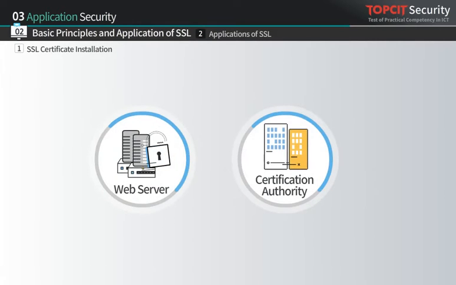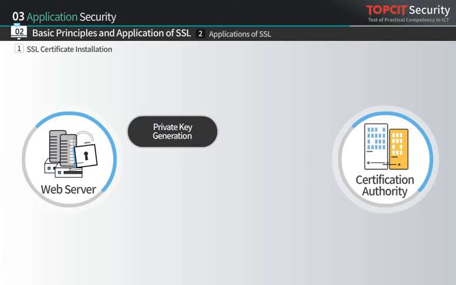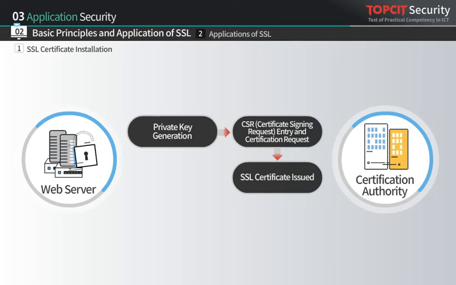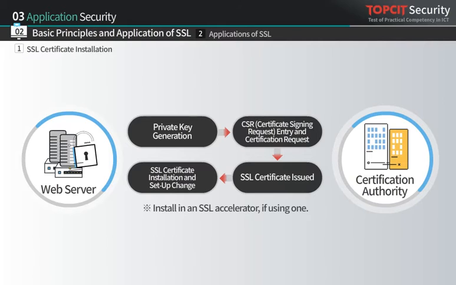An SSL certificate must be installed in the web server to apply SSL. To do so, a private key has to first be created on the operating web server. Once a certificate signing request, or CSR, is filled out and submitted to the certification authority, an SSL certificate is issued from the certification authority. Then, install the SSL certificate on the web server and change the web server settings. If an SSL accelerator is used, it may be installed on the SSL accelerator.